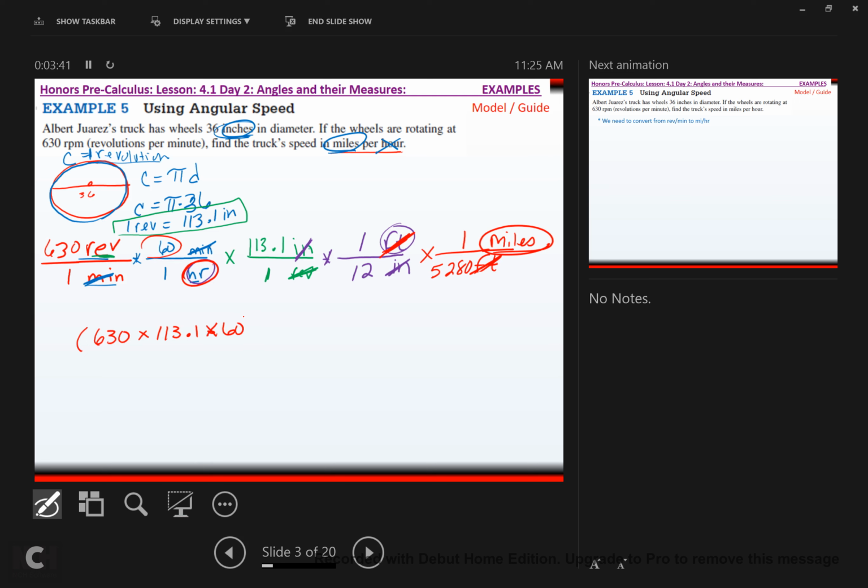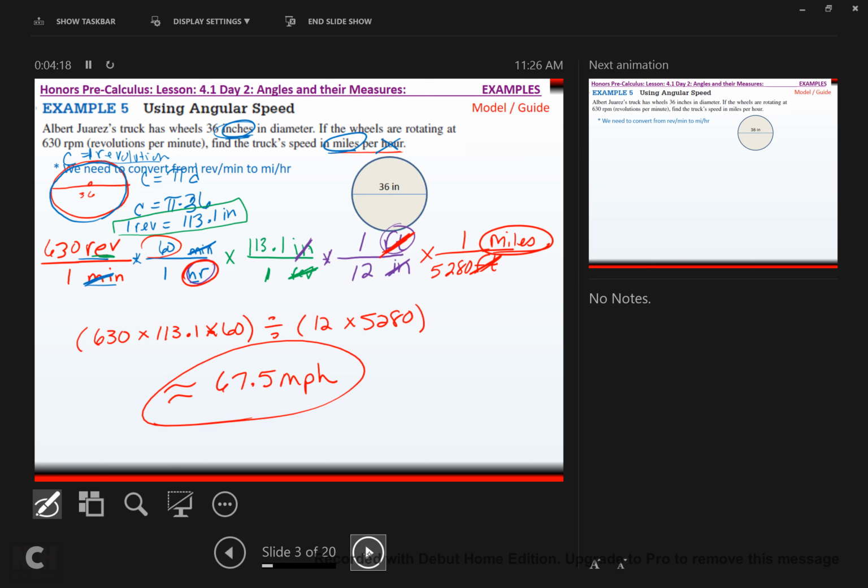So all I have to do is type in parentheses 630 times 113.1 times 60, divided by parentheses 12 times 5280, close the parentheses. If I type all that in, you get approximately 67.5 miles per hour. Okay? All right. And I kind of animated it all for you.